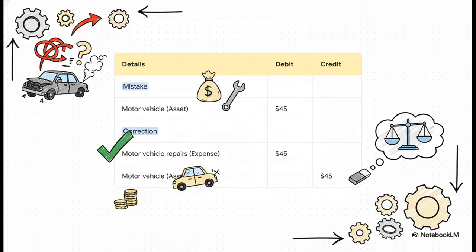So a business spent $45 on car repairs. That's just a day-to-day expense. But they mistakenly added it to the car's value, treating it like an asset. The correction is a simple 2-step journal entry. First, you debit the correct motor vehicle repairs account to finally record the expense. And then second, you credit the motor vehicle asset account to take away the amount that was added by mistake. And just like that, the books are balanced again, and more importantly, they're actually accurate.